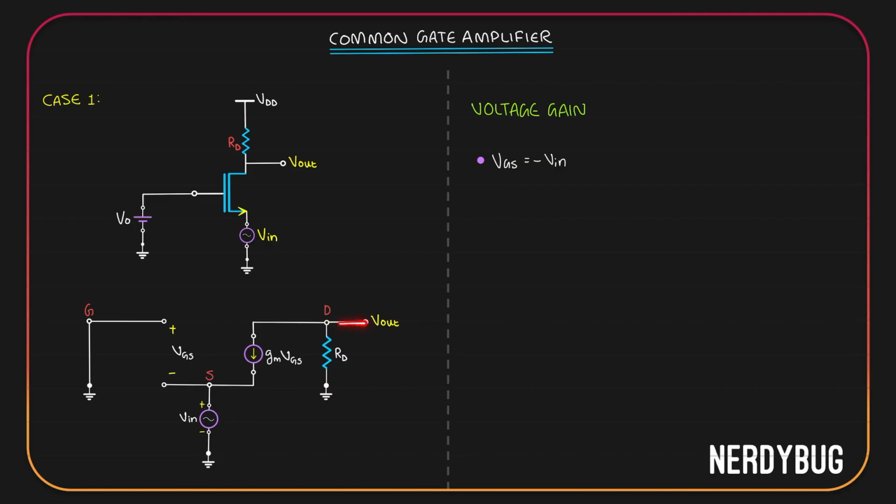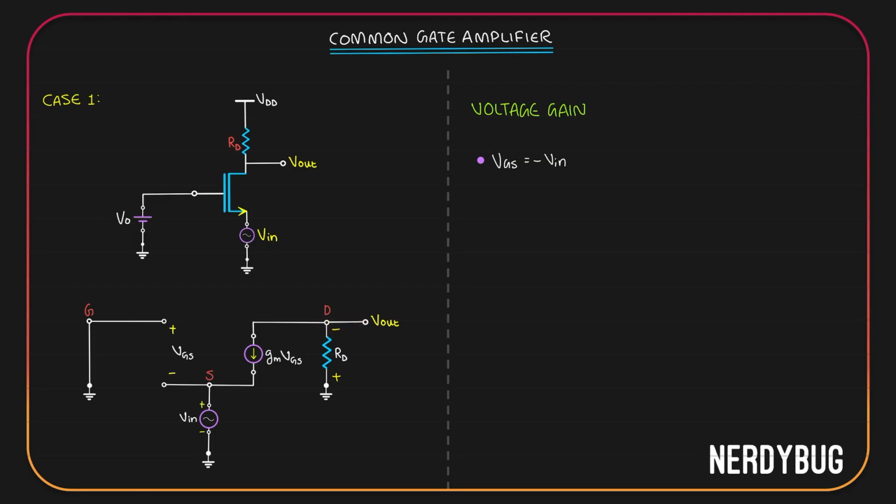Now, V out is sensed over here. Basically, V out will be the potential drop across RD. Now, to get the potential drop across RD, we need the current flowing through RD. You can see we have a GMVGS flowing like this. Where is it coming from? Obviously, it has to have come through RD like this. We know current flows from positive potential to negative potential. So RD must have positive potential here and negative here.